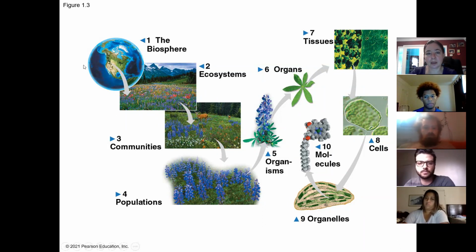So this is the ecosystem. There are different ecosystems in this world. For example, desert is one ecosystem, ocean is another ecosystem, and tundra is another ecosystem. What do you have in each ecosystem? You have communities. Communities means the different living organisms present in their ecosystem.